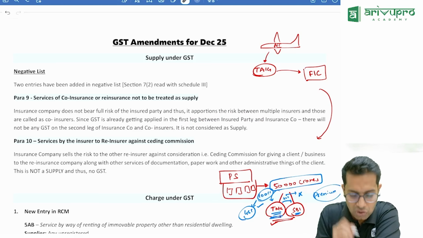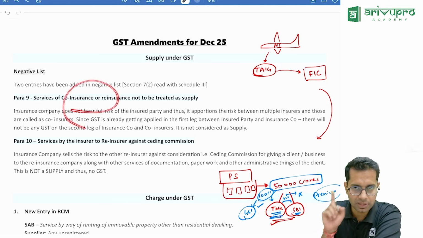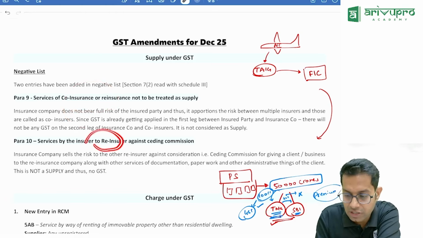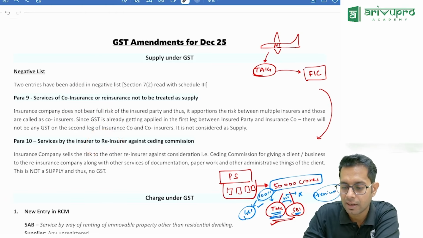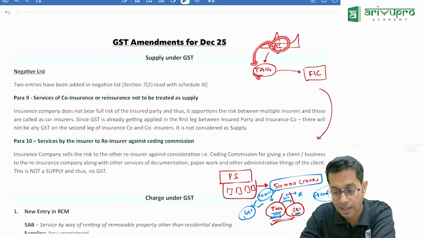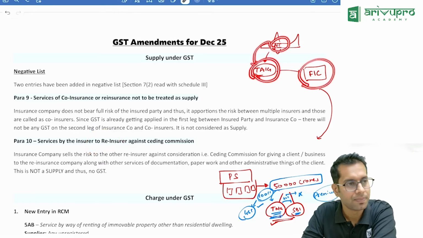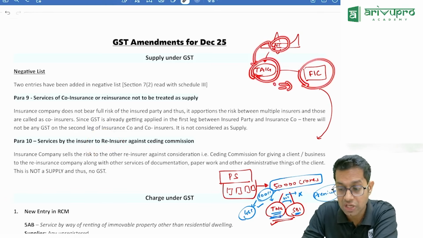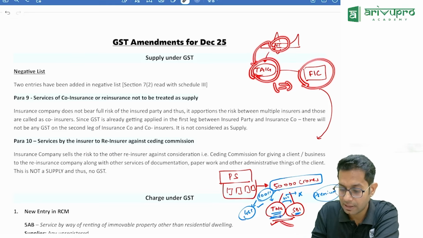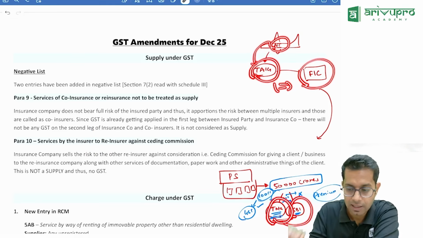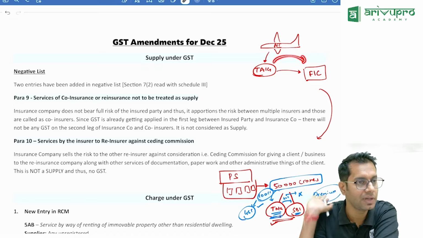Now comes reinsurance. This is co-insurance for the same two or more people. Reinsurance means what, sir? Air India took insurance from Tata. Now Tata is not sharing the risk. That was the case of sharing the risk. Here they are directly telling, my risk I am transferring to someone else.